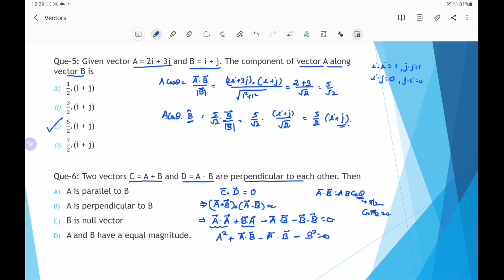It will be 0 and these two are cancelled out and A square can be written as B square. This implies that A equal to B. Hence we can say that A and B have the equal magnitude. So option D is the correct option.